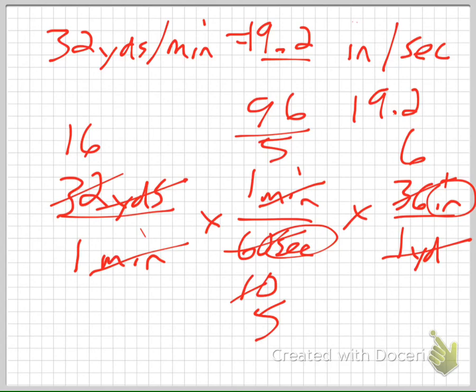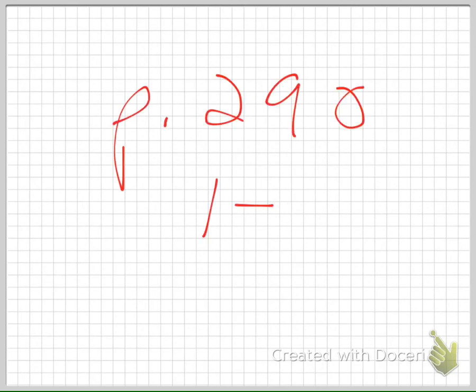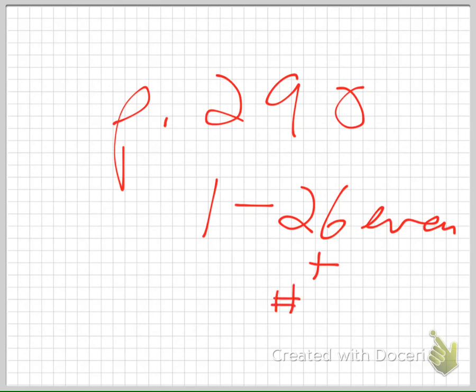19.2? Well, that is your homework, people. That is how you do it. If you need more help with that, you can go back and watch me do it on YouTube, because that's how you do it. Here's your homework. Page 291, through 26 even, and number 30.